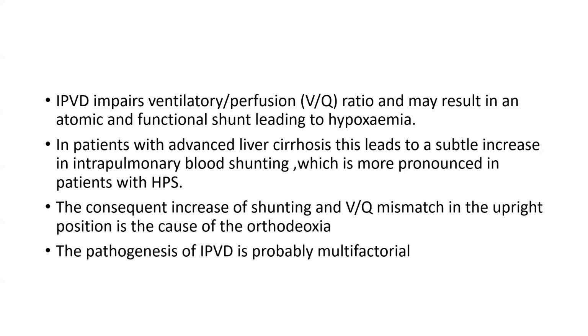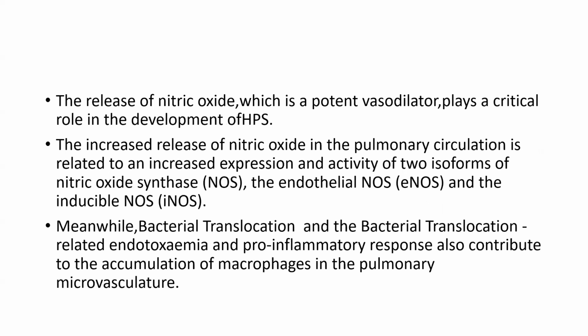The pathogenesis of intrapulmonary vascular dilatation is multifactorial. The release of nitric oxide, which is a potent vasodilator, plays a critical role in the development of HPS. The increased release of nitric oxide in the pulmonary circulation is related to the increased expression and activity of two isoforms of nitric oxide synthase: endothelial nitric oxide synthase and inducible nitric oxide synthase.